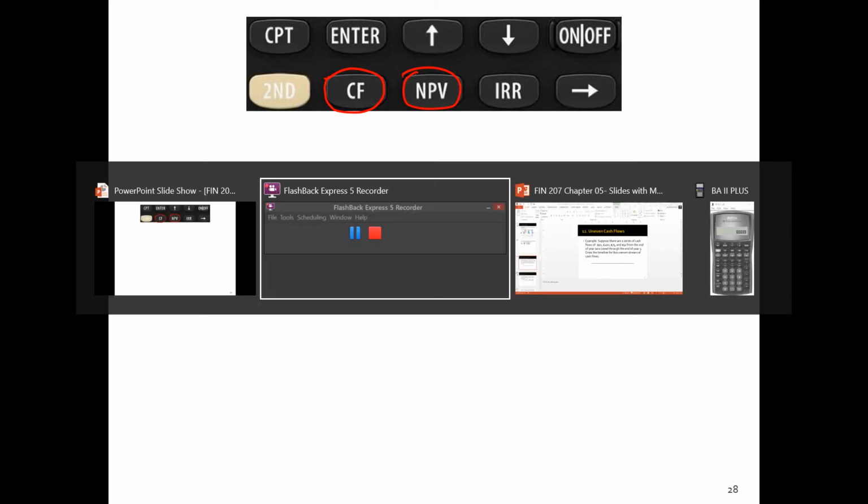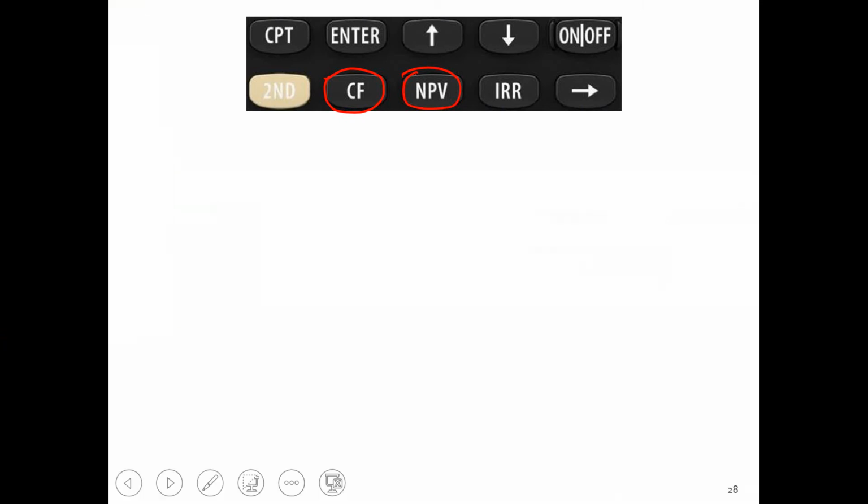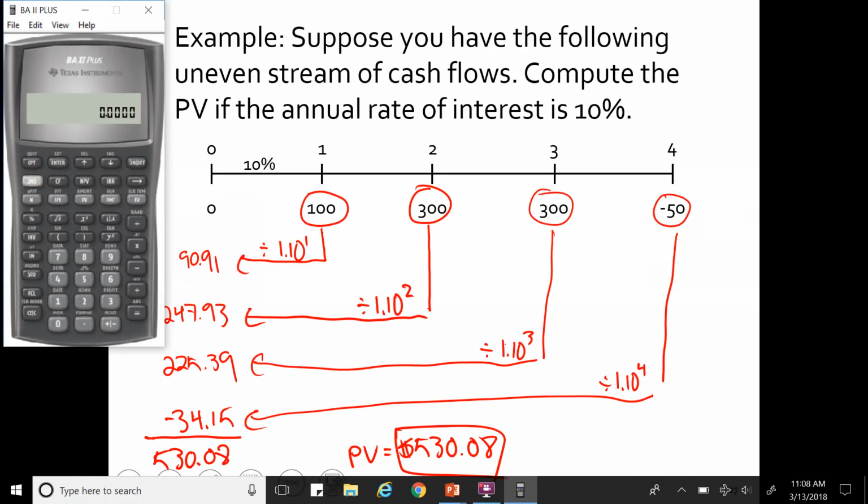So if we look back at our timeline and we want to use our financial calculators to get the present value of this series of cash flows, the first thing that we're going to want to do is hit the CF button. And when you hit the CF button, you want to clear out what is referred to as the cash flow worksheet. So hit second function, and then clear down at the bottom left. You see that means clear out the worksheet.